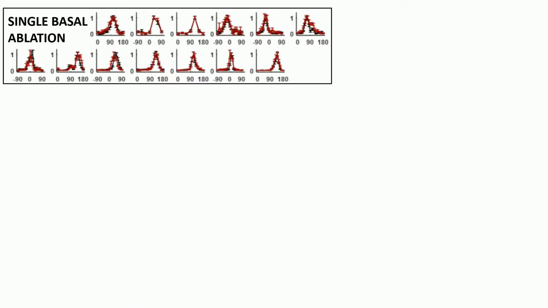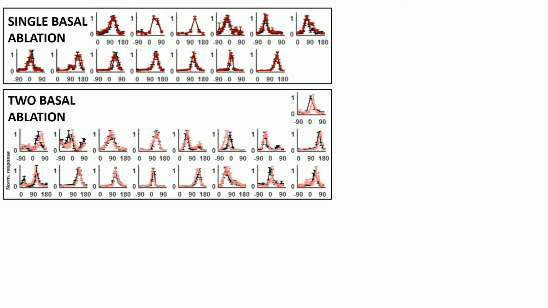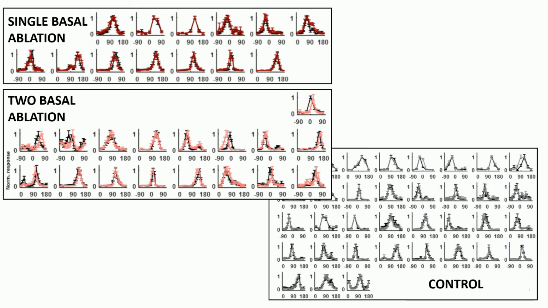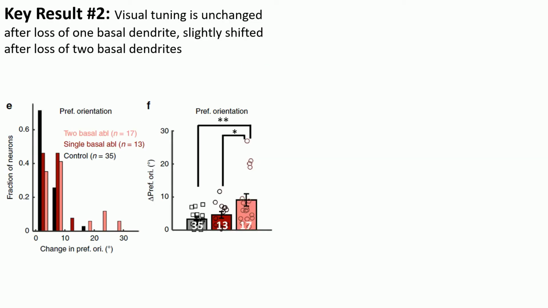The authors performed single basal dendrite ablation on a total of 13 neurons and 2 basal dendrite ablation on 17 neurons. They also analyzed data from 35 control neurons that were recorded in separate sessions 5 days apart, again to quantify the repeatability of the tuning across that interval of time. These plots summarize these experiments.